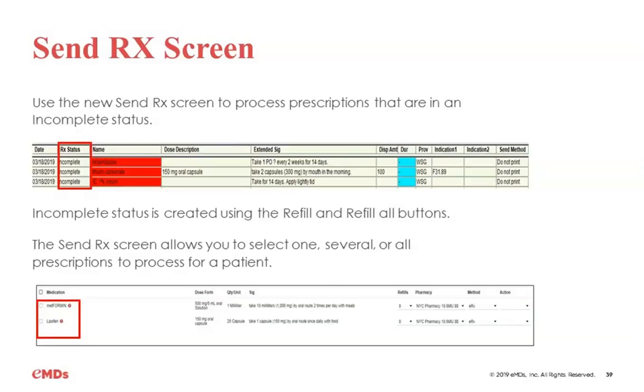Basically, the incomplete status happens when you go in and hit the renew or refill all buttons. It changes the medication to this incomplete status, and that pushes it up to the work list. So it's going to reside in both the medication window and the work list, and you have the ability to work them in either place. The medication window is going to be specific to the patient, and the work list is also specific to the patient, but you can work through a row of patients as they come onto it.